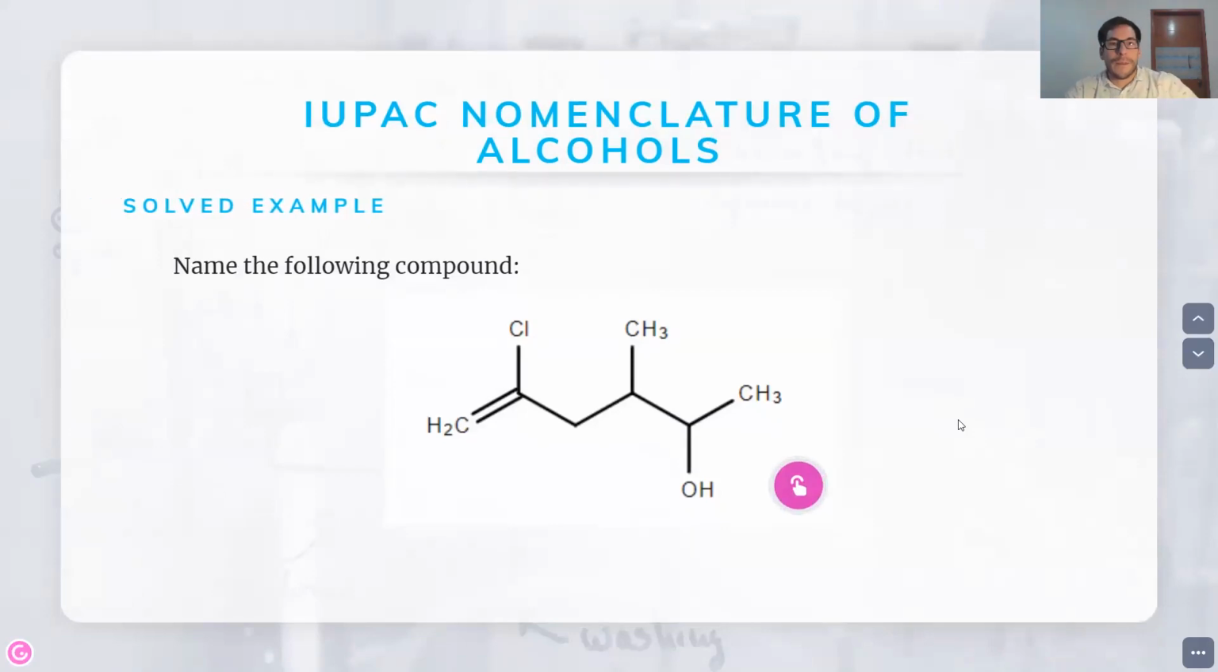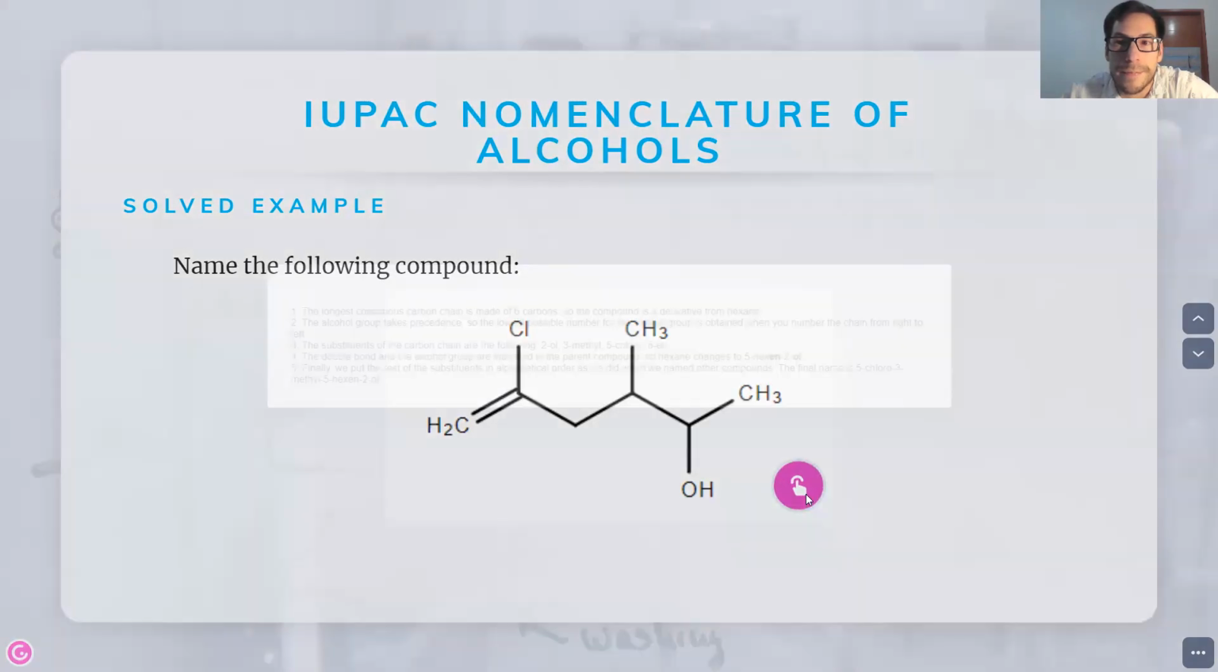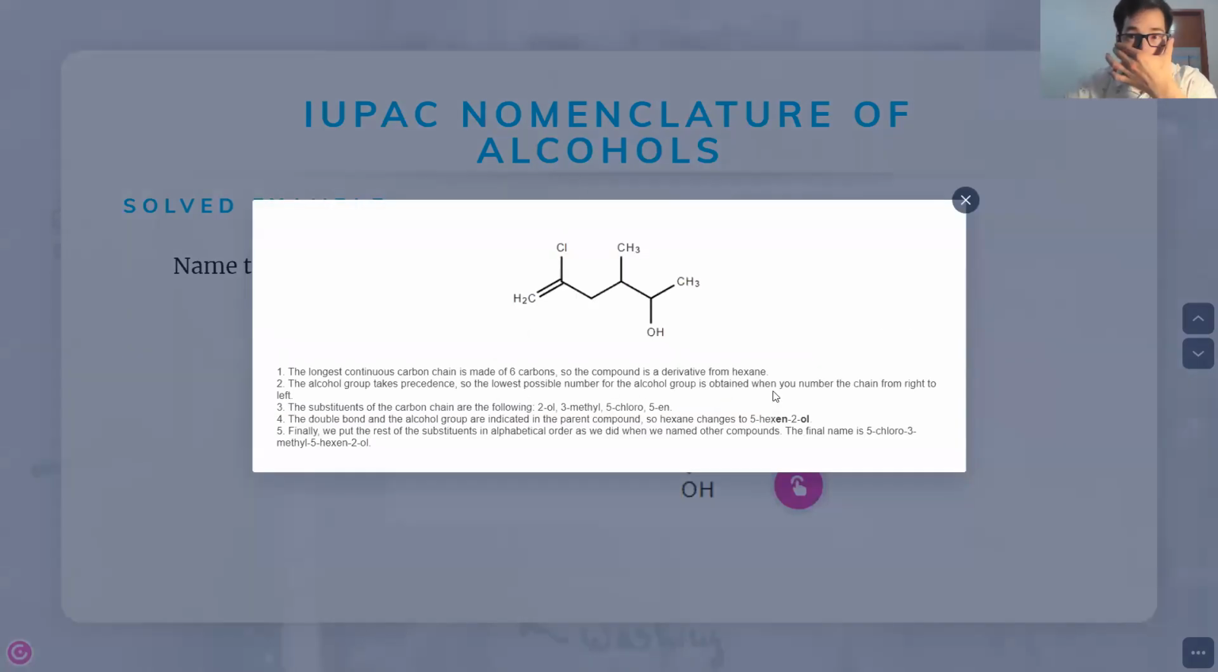So here is a solved example of a more complex alcohol, and we will apply these principles. Okay, so here's a compound, and we're going to see how to name it. The first thing is to identify the longest possible chain. As you can see here, the longest possible chain is made of 6 carbons. So the compound is a derivative of hexane. Hexane means 6 carbons.